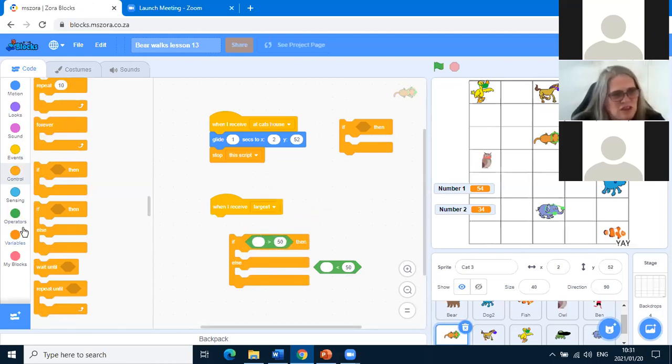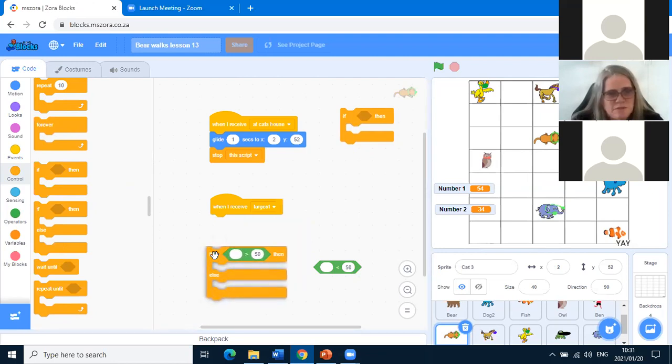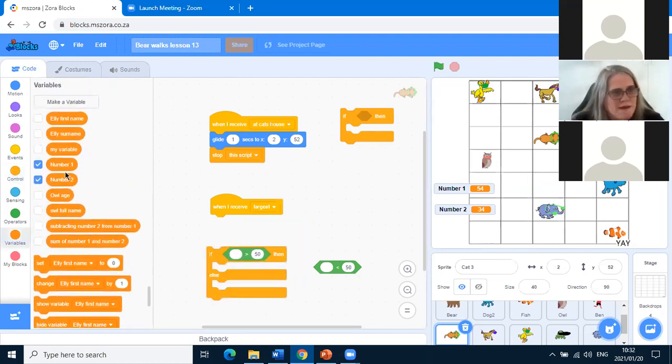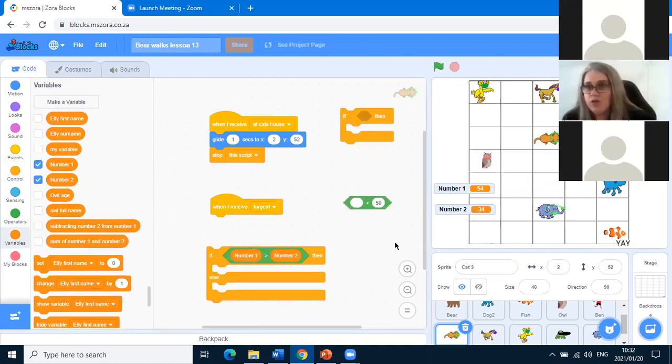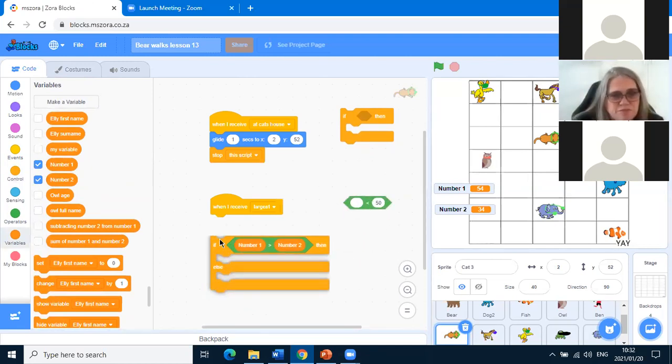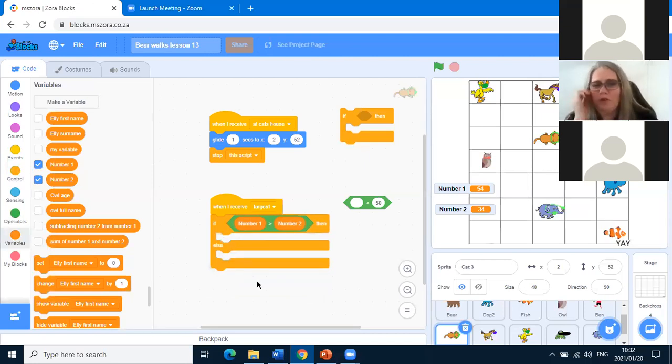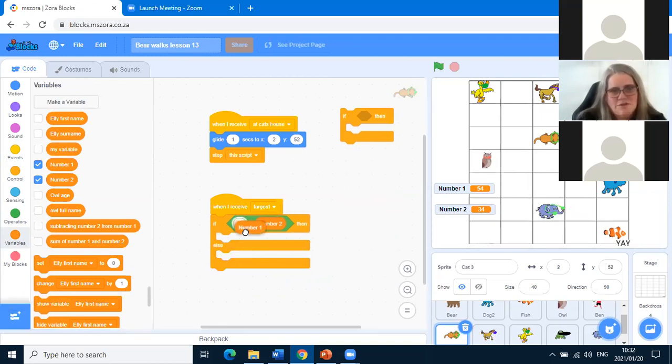And we're going to say if number 1 is greater than number 2. Can you see there's an else part? But there's also an if then without an else part. That's a simple one, but we're going to use this big one. If number 1 is greater than number 2, then what is Cat going to say? He's going to say that number 1 is the greatest, isn't it? Can you see what I did there? I just slotted the number 1 variable into there, and the number 2 variable little block into there.